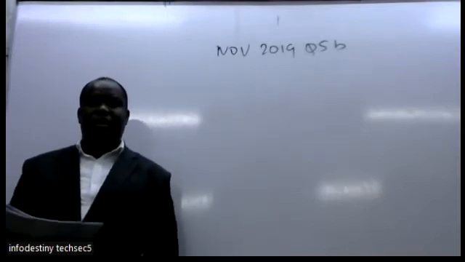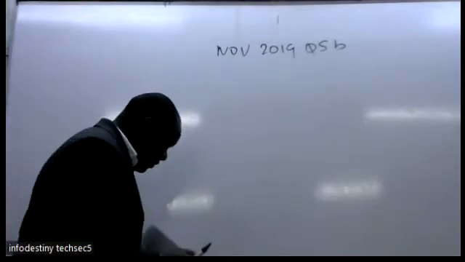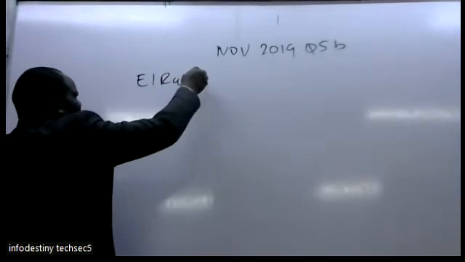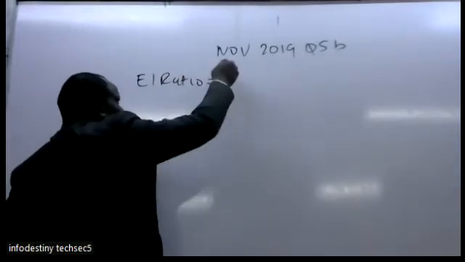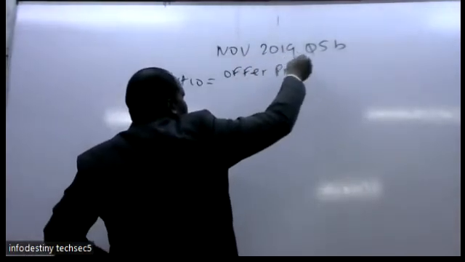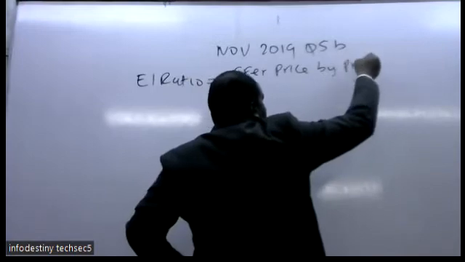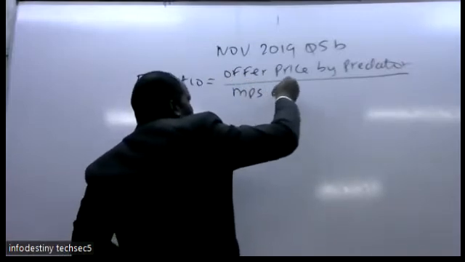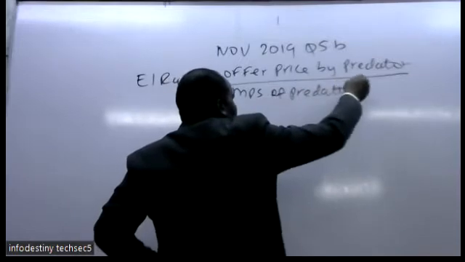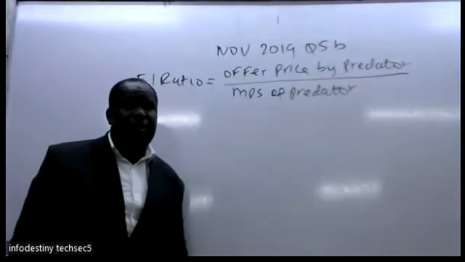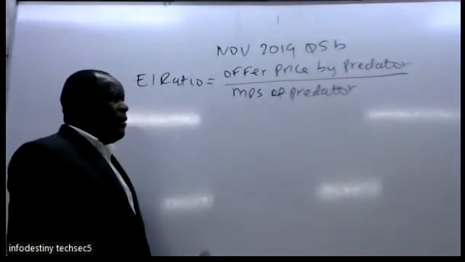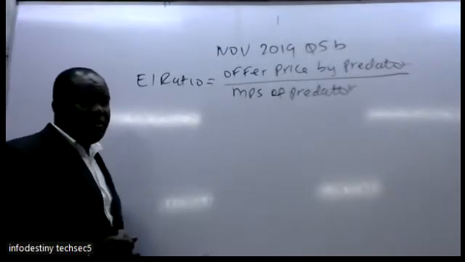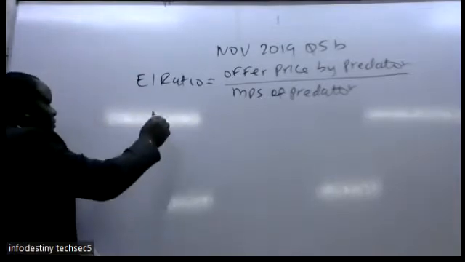First, we should know how to get the exchange ratio. In our previous class, we discovered that to calculate the exchange ratio, it is given by the offer price by the predator, divided by the market price per share of the predator. The predator is the company acquiring the target. But now they are talking about a non-diluting exchange ratio.